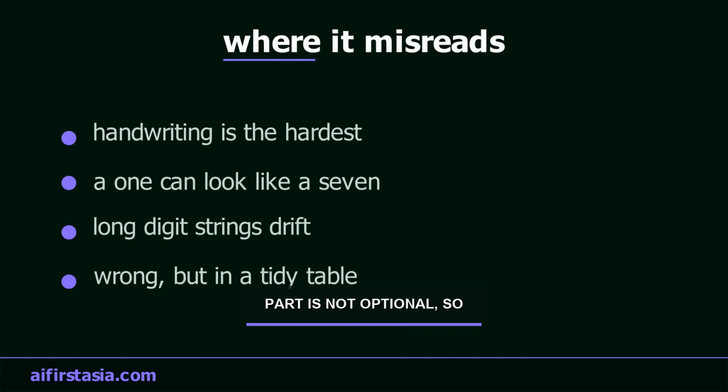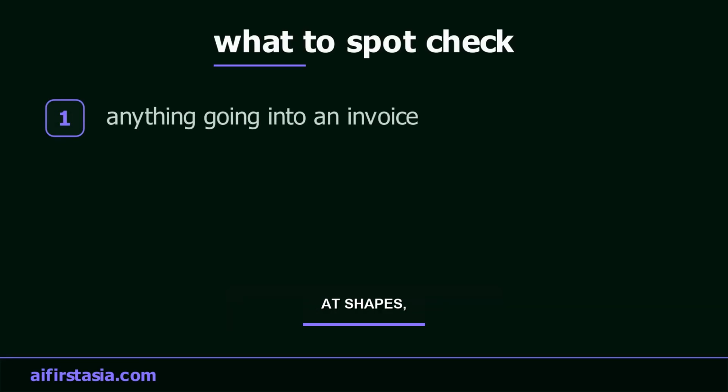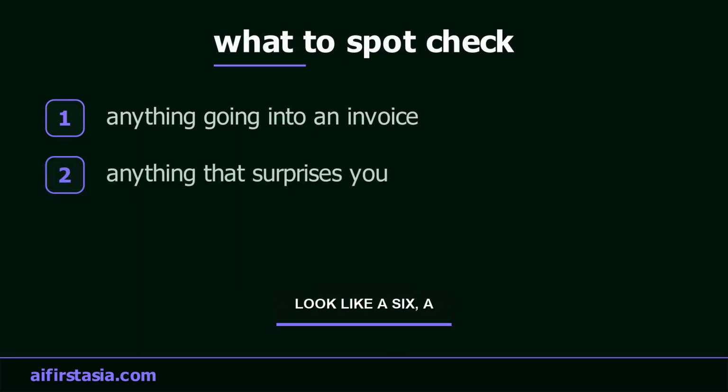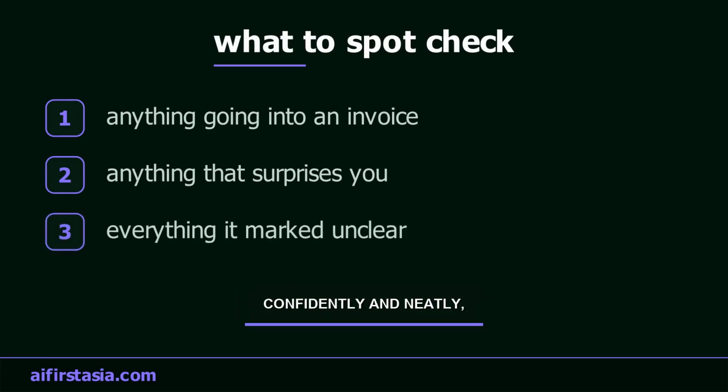This next part is not optional, so I want to be direct. Reading an image is guessing at shapes, and sometimes the guess is wrong. A 1 can look like a 7. A 5 can look like a 6. A smudge can become a letter that was never there. And here is the dangerous part. It will often be wrong confidently and neatly in a tidy table that looks completely trustworthy.